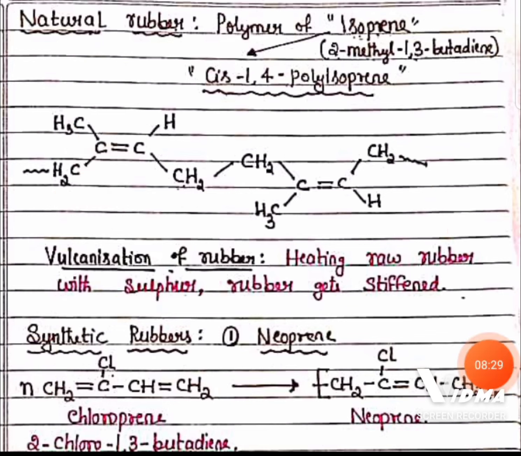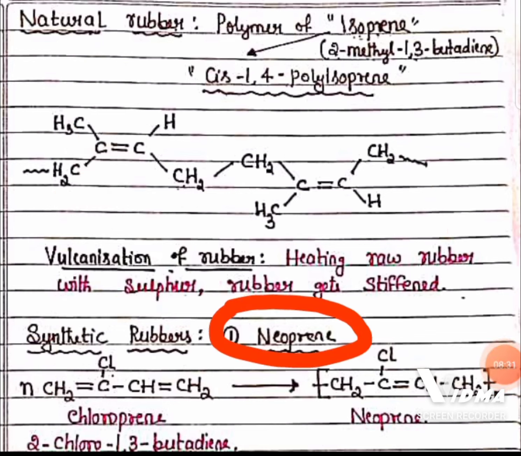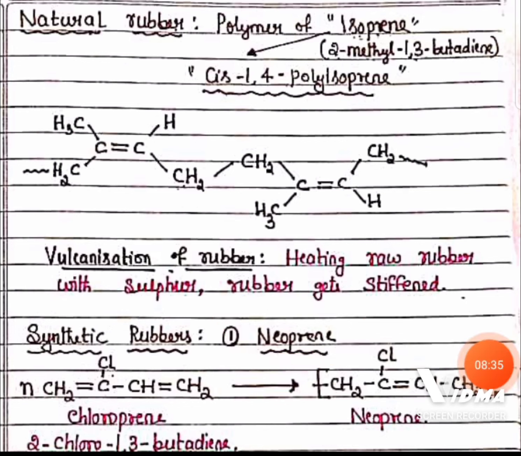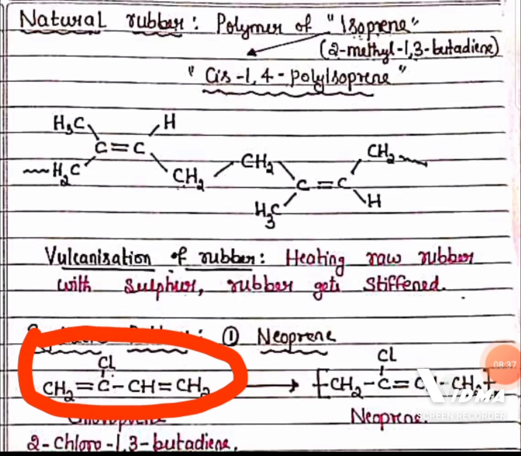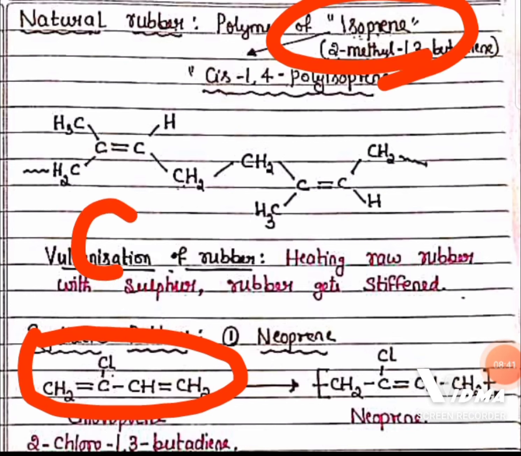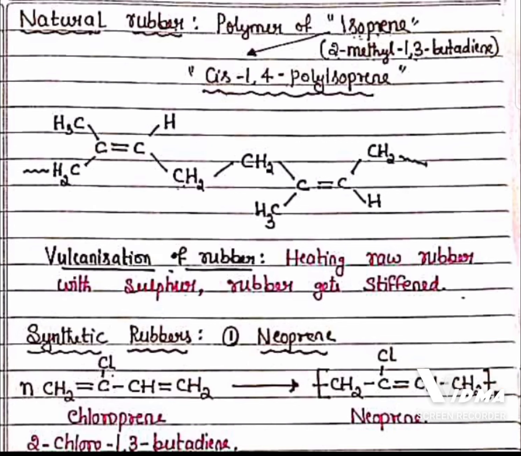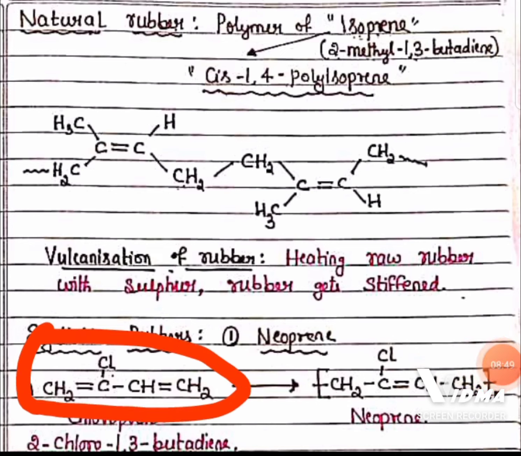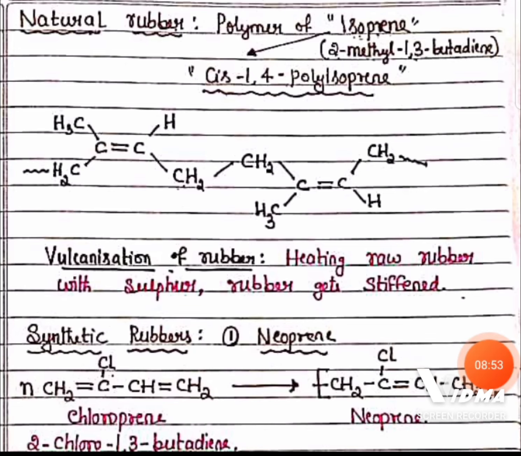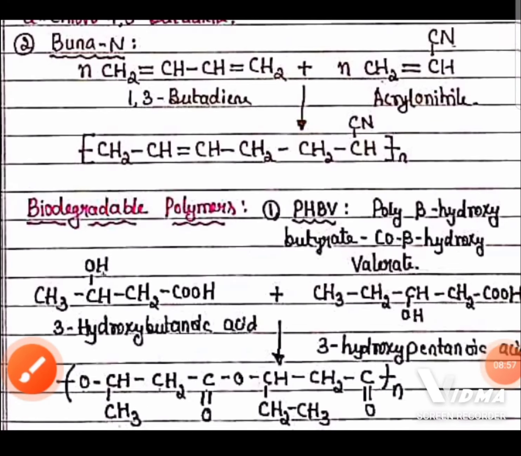And synthetic rubber, remember, is neoprene. The monomer of neoprene is chloroprene. The difference between chloroprene and isoprene is just the Cl group. We find a Cl group in chloroprene and a methyl group in isoprene. The IUPAC name of chloroprene is 2-chloro-1,3 butadiene. n number of chloroprene molecules add to form neoprene, a synthetic rubber.